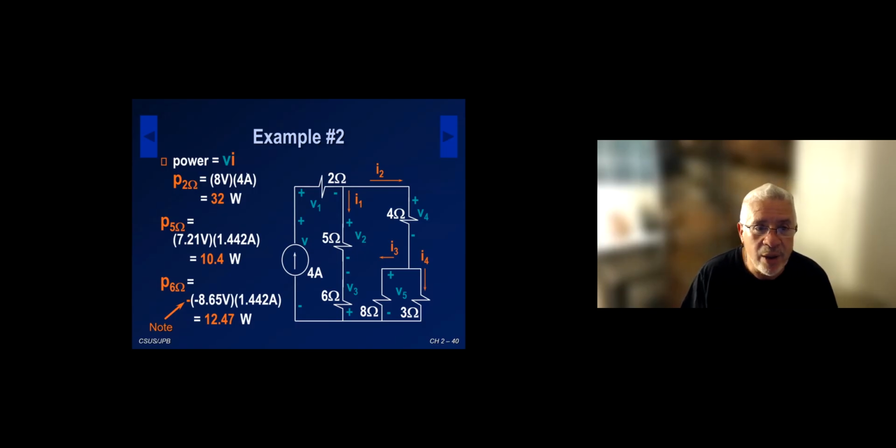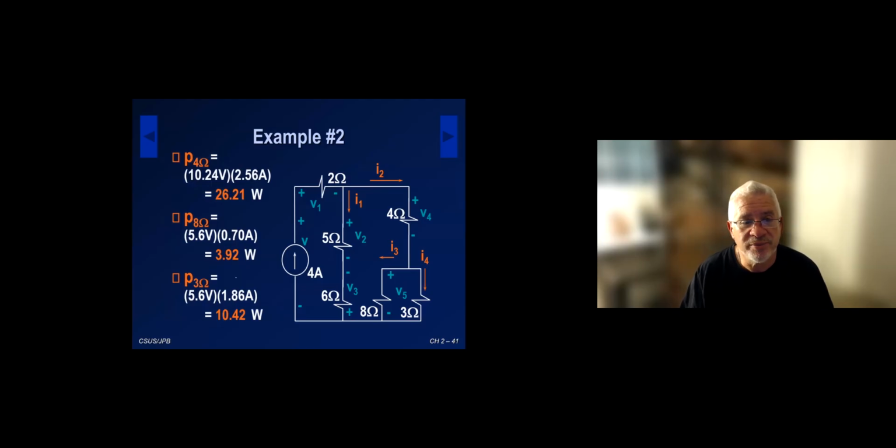So I go ahead, and all I have to worry about when I do this is that the passive sign convention is satisfied. It is for the 2 ohms, the current enters the positive terminal, also for the 5 ohms, but it is not for the 6 ohm. The current is entering the negative, so I have to put a minus sign. Okay. So note that you can never find a negative power for a resistor, so just so you know that this is not something you can ever get. All right. So we finished that.